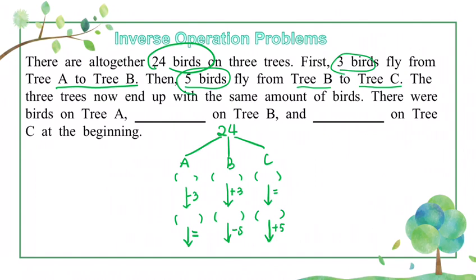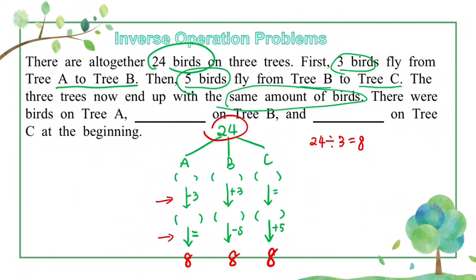And the trees now end up with the same amount of birds. We know in total there are 24 birds, right? So the amount on each tree is the same. It means on average, it should be 24 divided by 3, which is 8. So 8 birds on each tree. Now you know the specific number in the end, and you also know the symbols and the numbers in the process. So you can reverse reasoning.